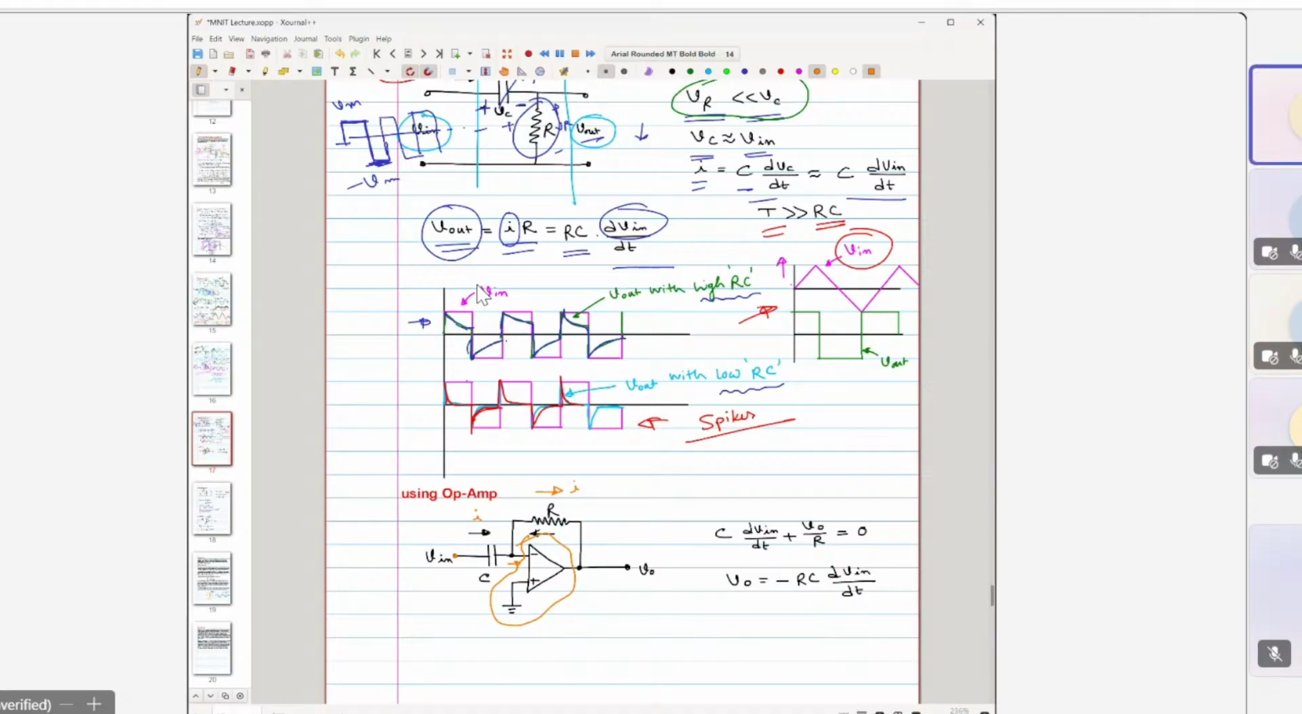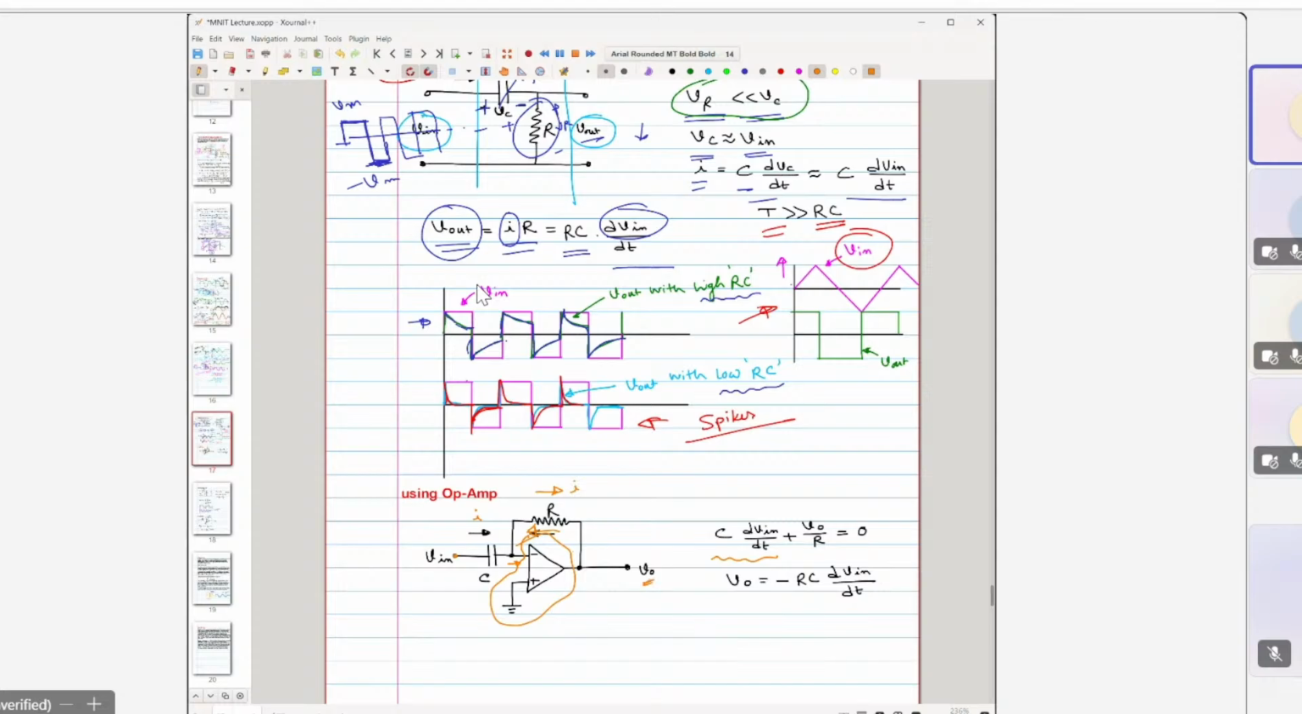Or in other words, we can say this current is I, and this current is flowing from V0 to this, so there should be the same current. So what is the current through this capacitor? That is basically C into dV in by dt. What is the current flowing through this?